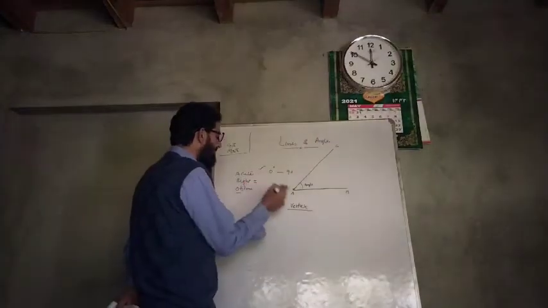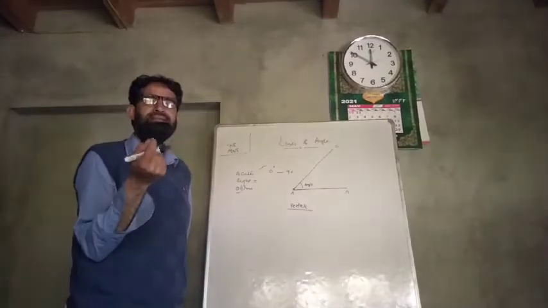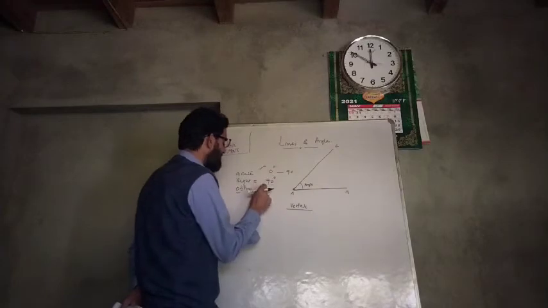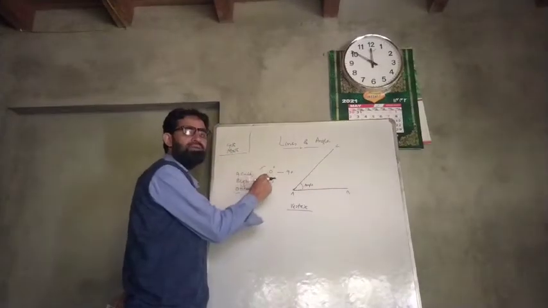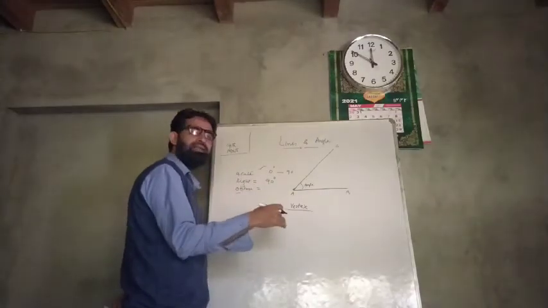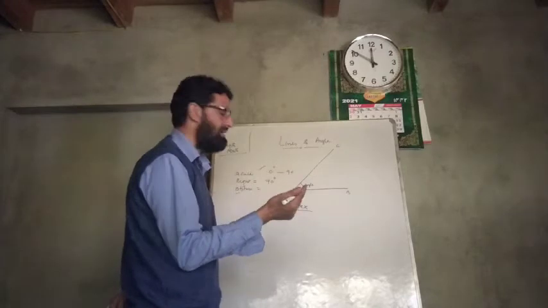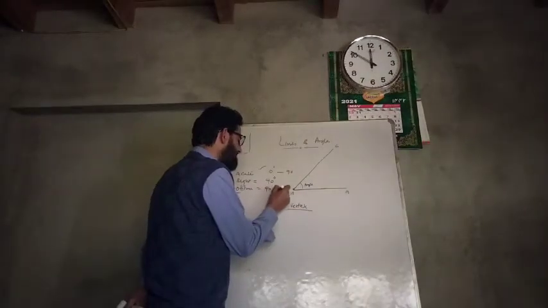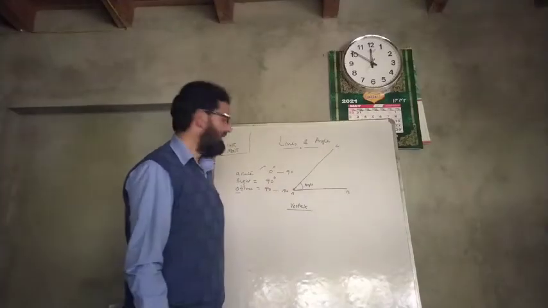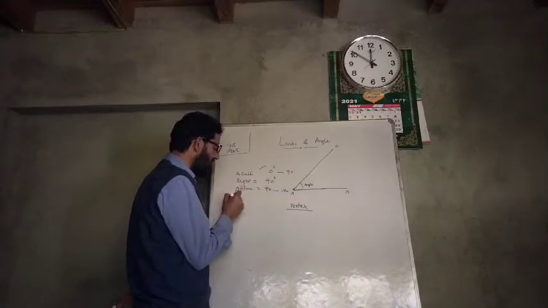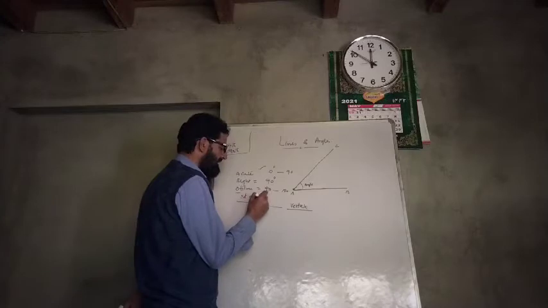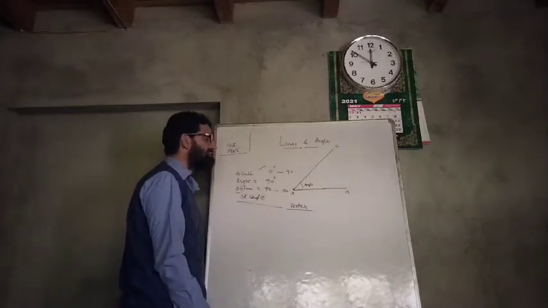A right angle is an angle whose measure is exactly 90 degree. So remember this: 90 degree. An obtuse angle is an angle whose measure is more than 90 but less than 180. This is an obtuse angle. And the angle whose measure is exactly 180 is called a straight angle. I think this is clear.